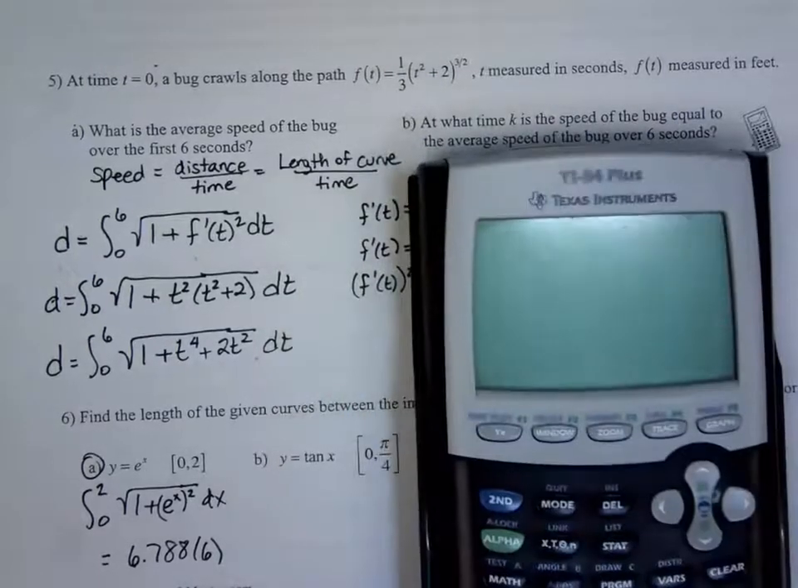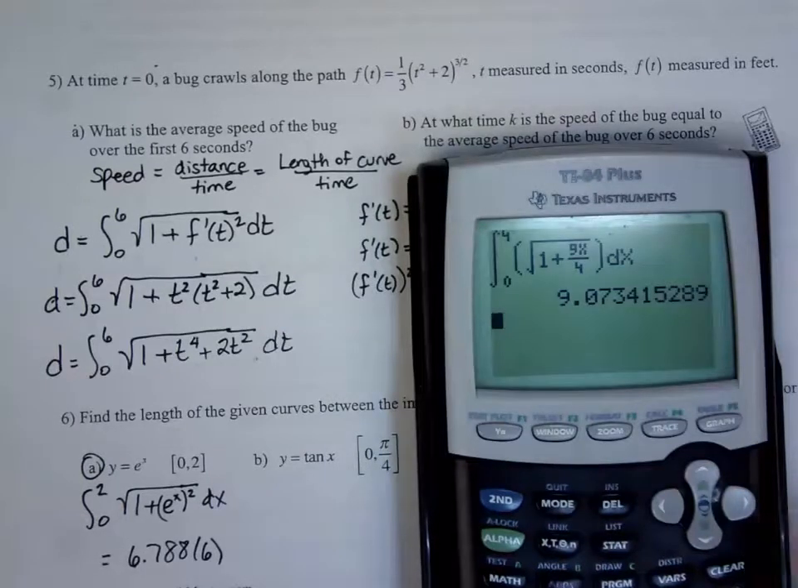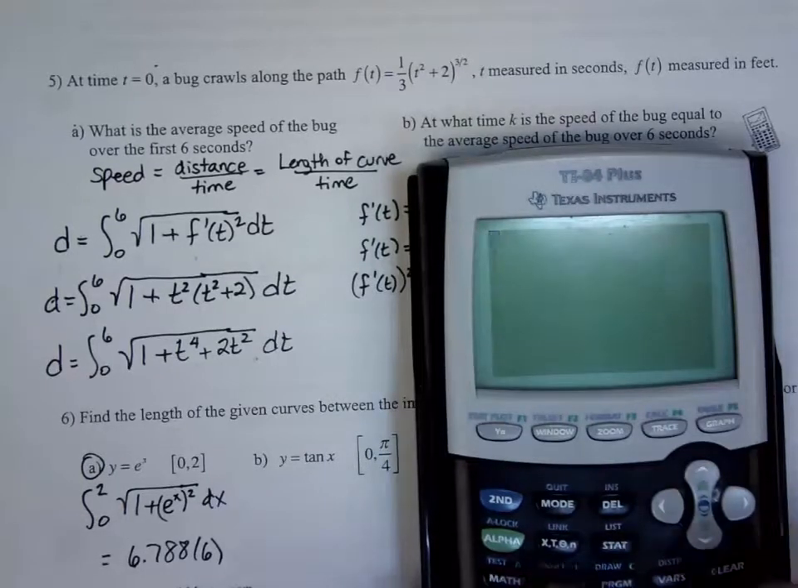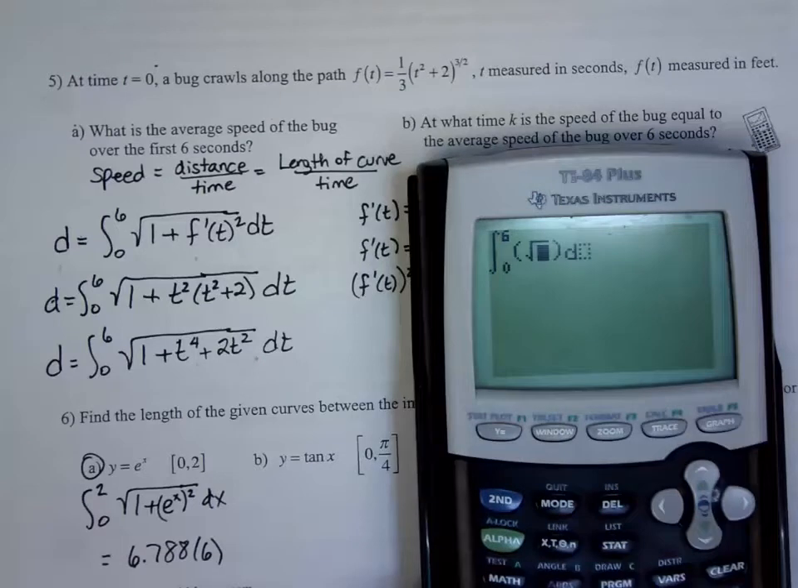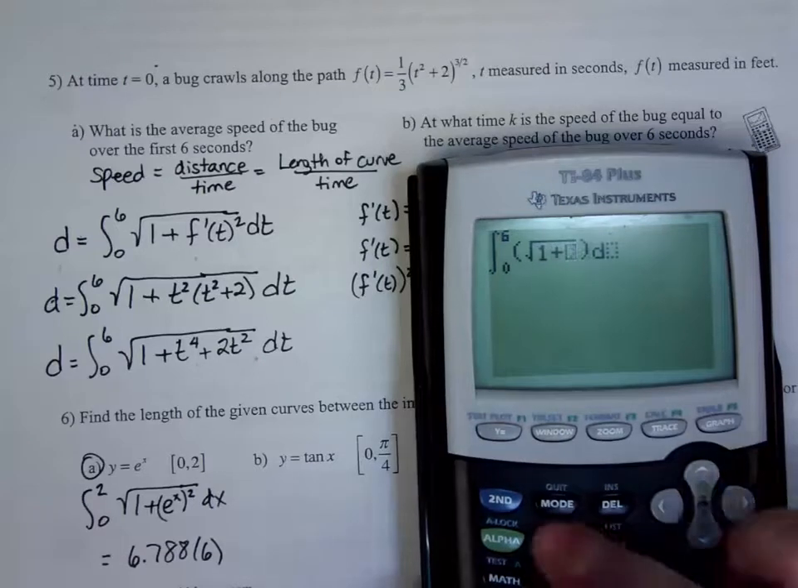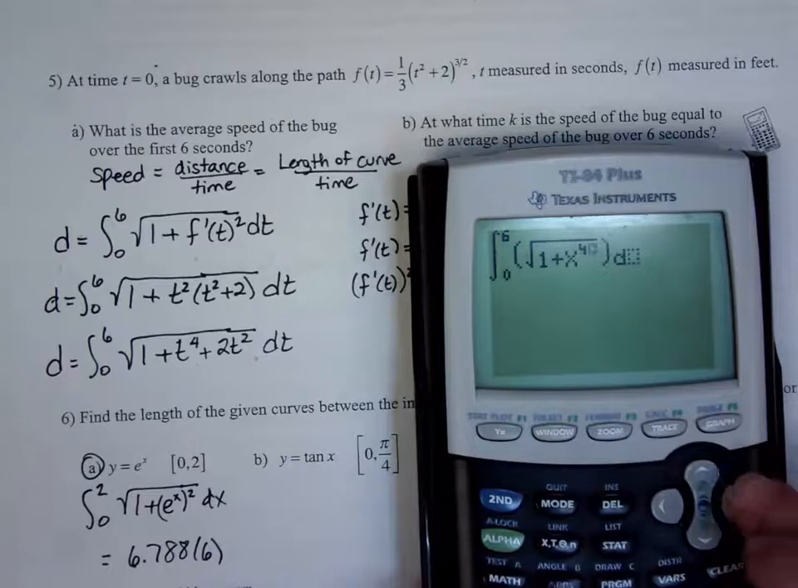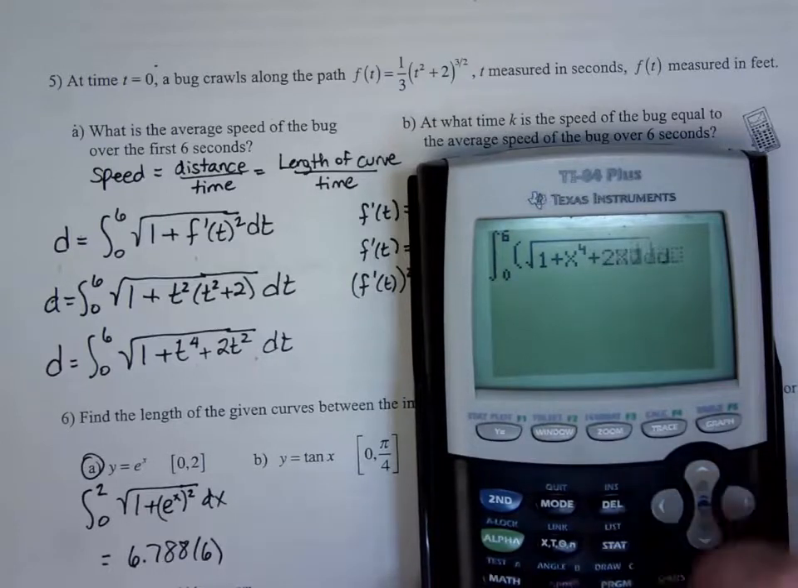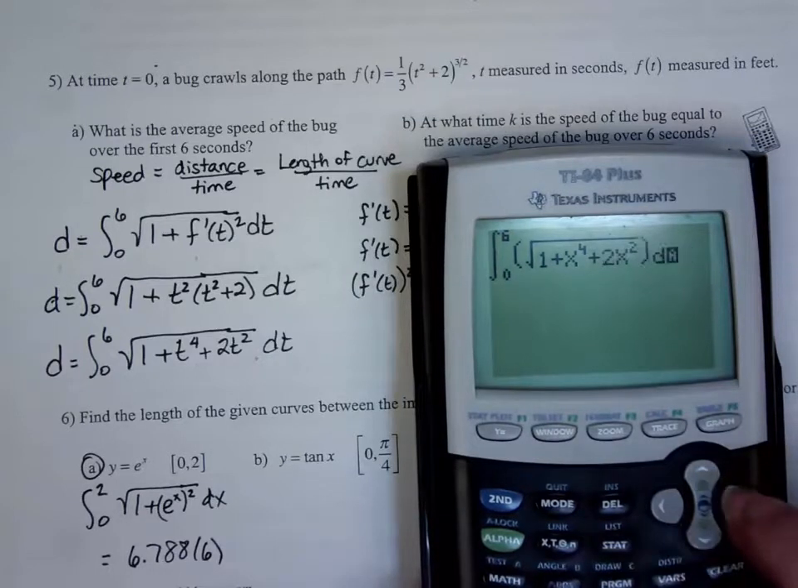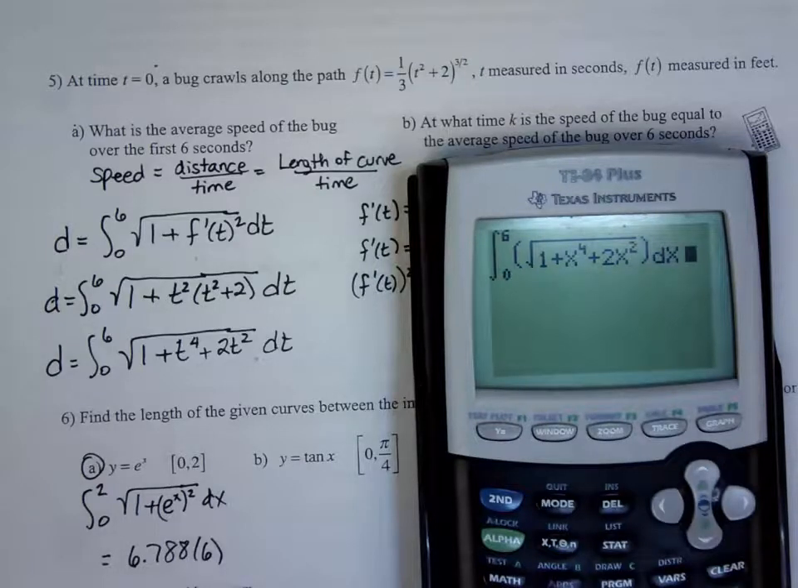So I'll bring my calculator up. Can you see it? Yes. So math 9, 0 to 6, square root of 1 plus x to the 4th plus 2x squared, dx. Give you a chance to punch that in. And you get 78.